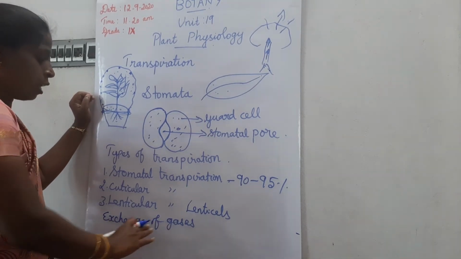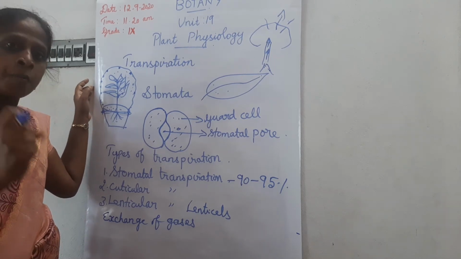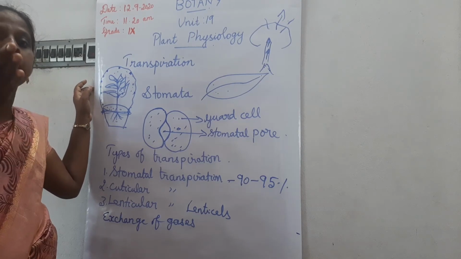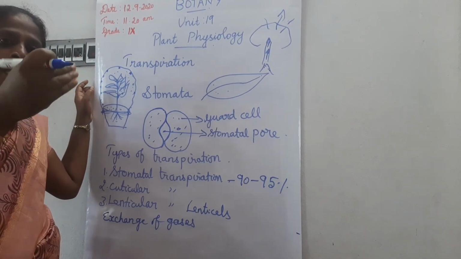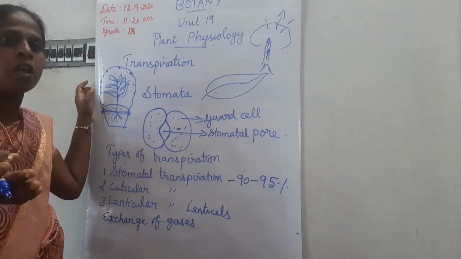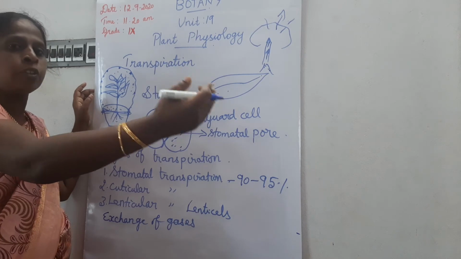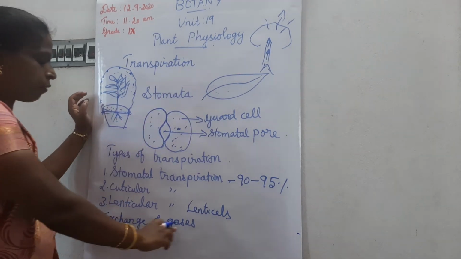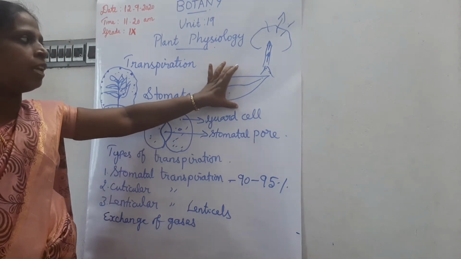During photosynthesis, the plant absorbs carbon dioxide from the atmosphere and releases oxygen, and during respiration the plants take in oxygen and release carbon dioxide. These gases are exchanged from the air to the plant body and from the plant body to the air. This exchange of gases also takes place through the stomata present in the leaves.